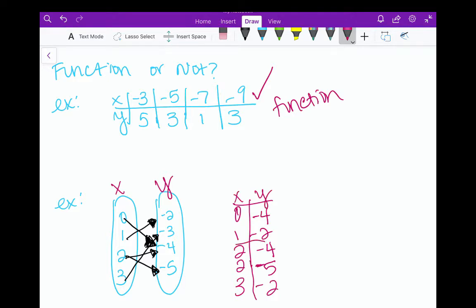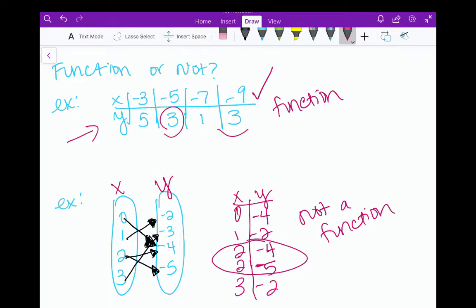What I notice here is that the input of 2 has 2 different outputs. When I plug in a 2, I could either get -4, or maybe I get -5. Therefore, this is not a function, because each input does not have only one output. If you noticed, in our first example there were 2 3s in the output, whereas in this example there were 2 2s in the input. If the output repeats, it is okay. But if the input repeats, it is not okay. It would not be a function.